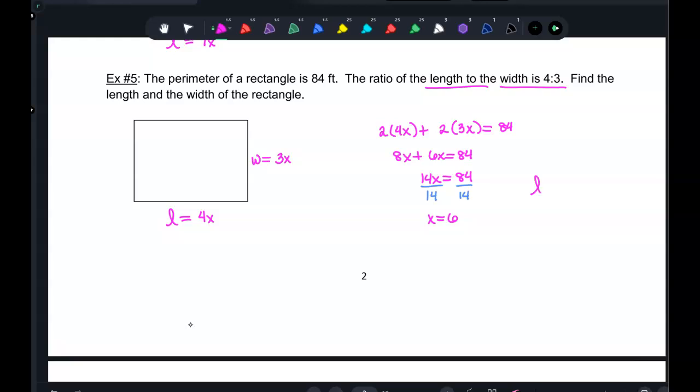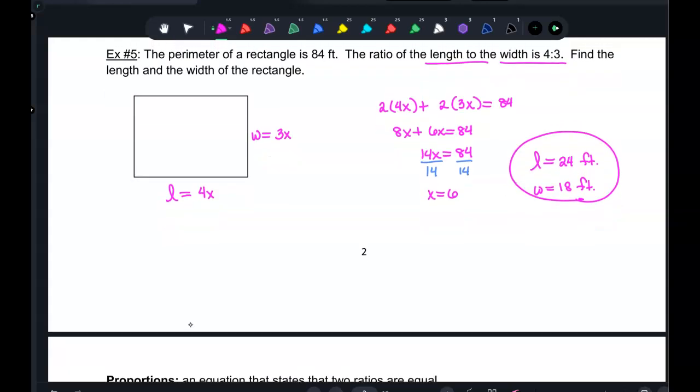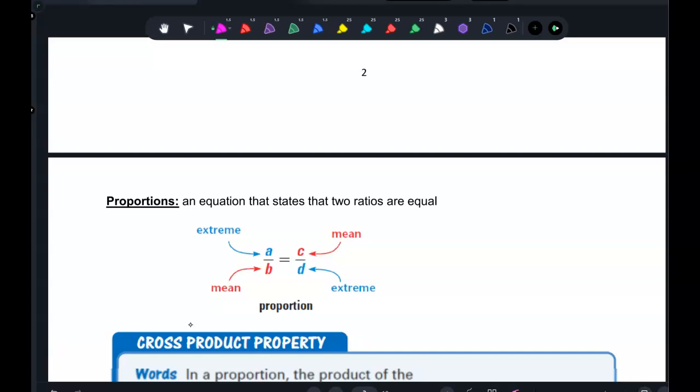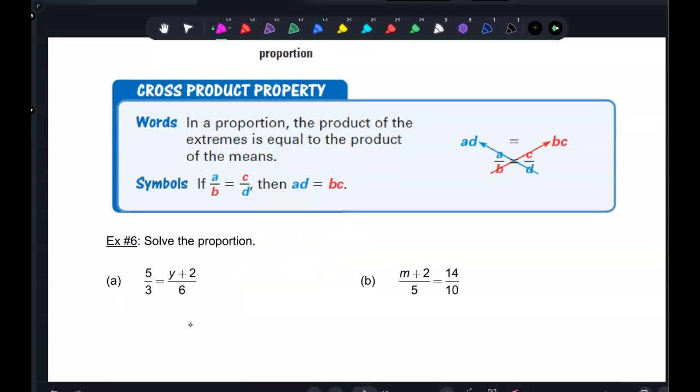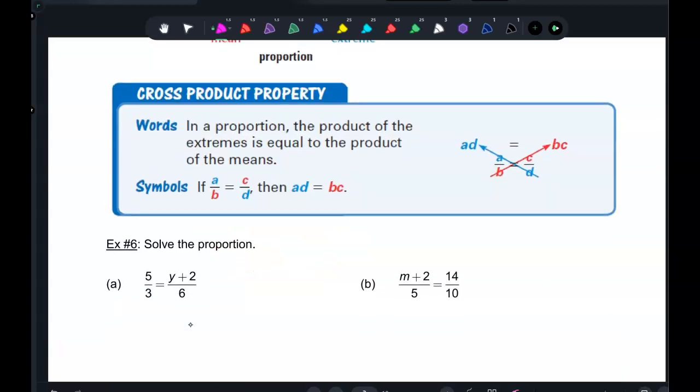So length will be 24 feet. And width would be 18 feet. Good. Okay, good. Questions? Well, the last page is just going to be cross multiplying. Okay, this whole chapter is going to be on proportions. Don't look concerned. Okay, how do we solve a proportion?